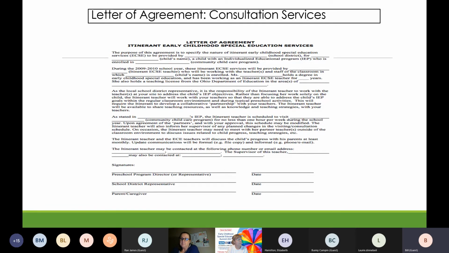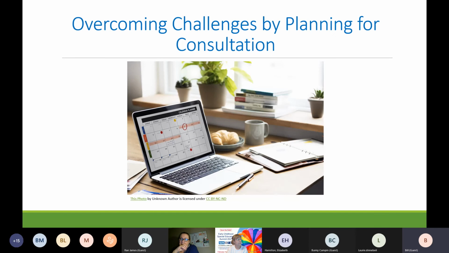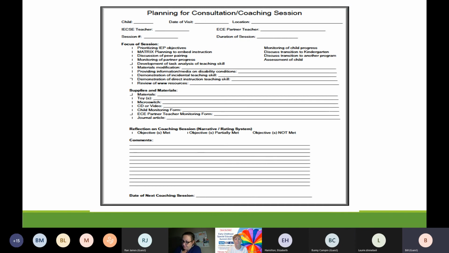We do this through formal communications. We also obviously have informal communications, but initially, to set this relationship up, we need to have some kind of letter of agreement or announcement of the form and focus of consultation services. Next slide, Lori. What are the challenges in planning for consultation? Next slide, please.